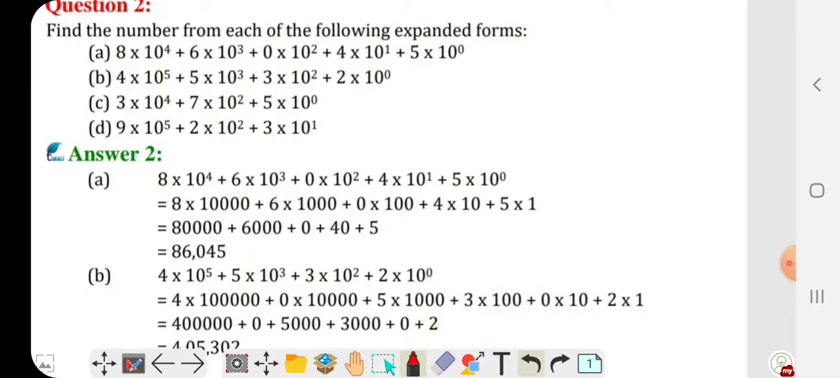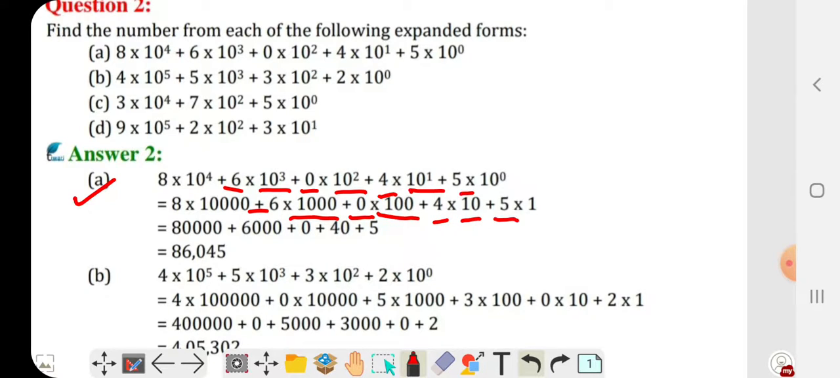Here the first is 8 into 10 to the power 4 plus 6 into 10 raised to power 3 plus 0 into 10 raised to power 2 plus 4 into 10 raised to power 1 plus 5 into 10 raised to power 0. Here it can be written like 8 into, what is 10 raised to power 4? 4 zeros after 1 means 10,000. Then 6 into 10 raised to power 3 means 1000. Then 0. Then 10 square means 100, plus 4, 10 raised to power 1, 10.